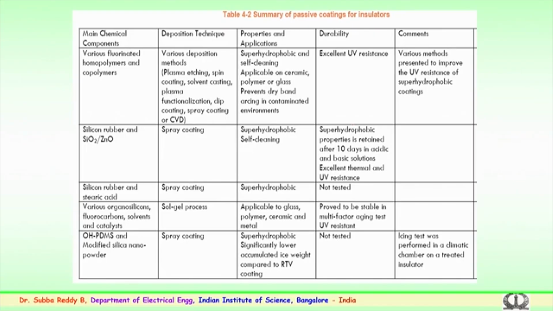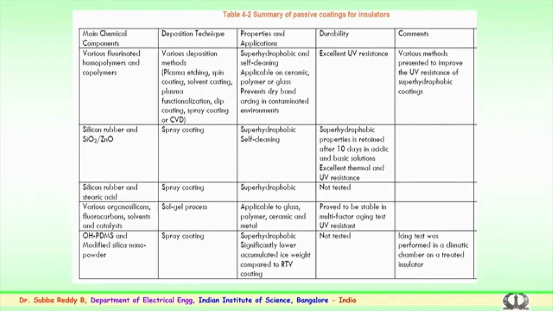Here again superhydrophobic properties are retained after 10 days in acidic and basic solution. Excellent thermal and UV resistance have been noticed, and some silicone rubber and stearic acid coatings are also being tested, which are not being used in the field but are being tried. Again you have various fluorocarbon solvents and catalysts which are being developed mainly for glass, polymer, ceramic and metal, and this has proved to be stable in multi-factor aging and UV resistant.